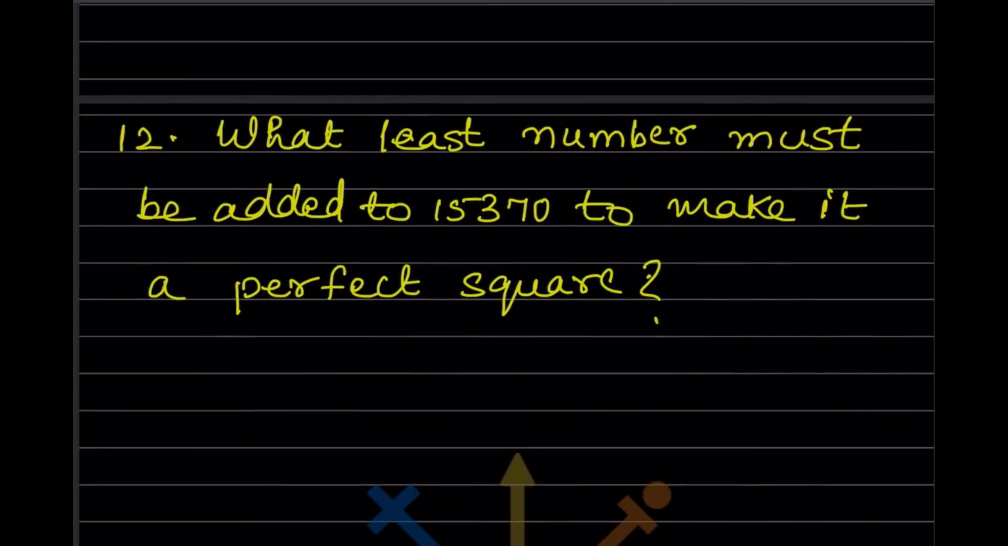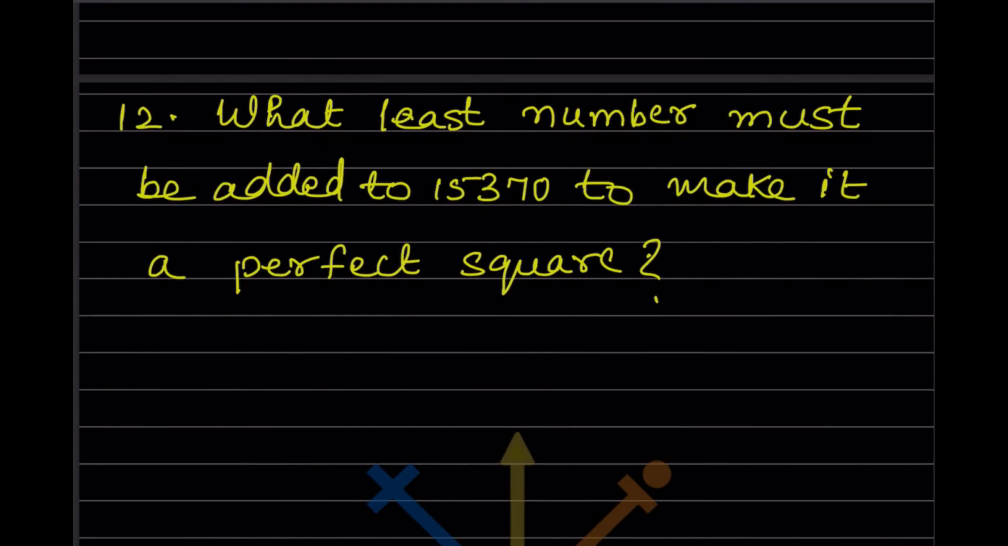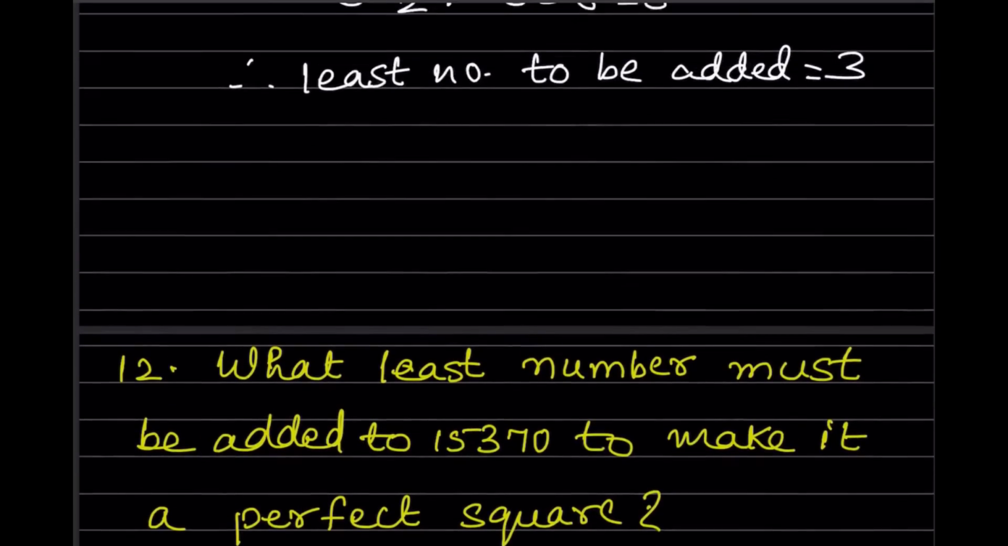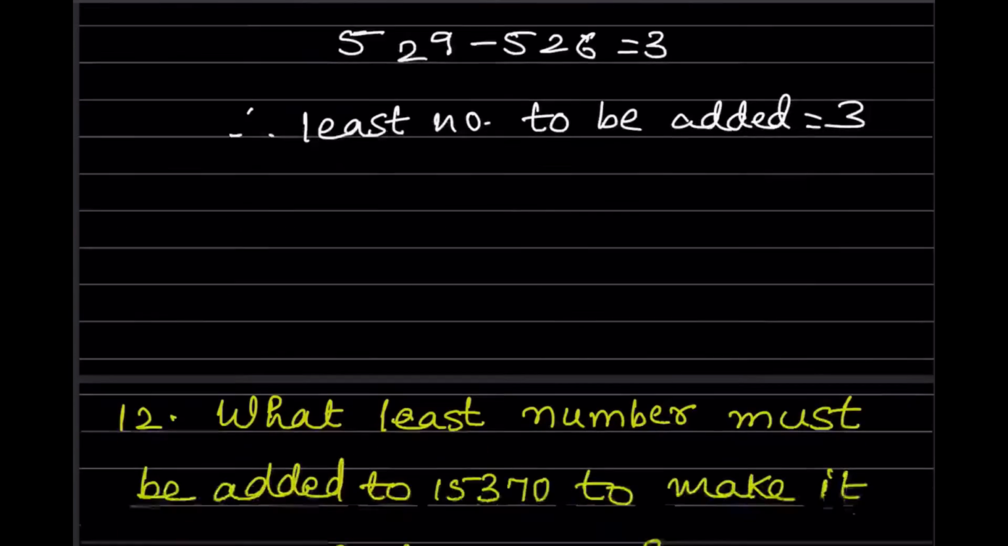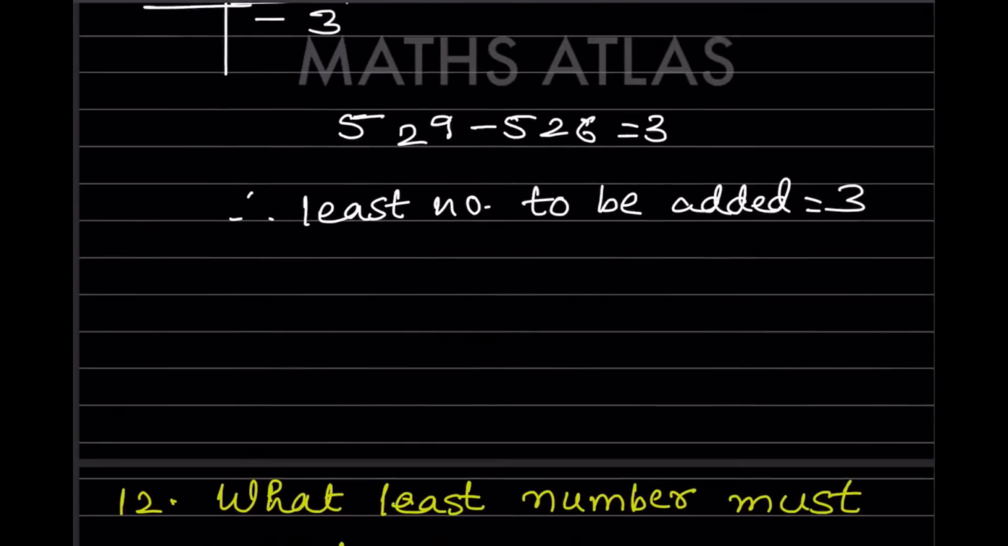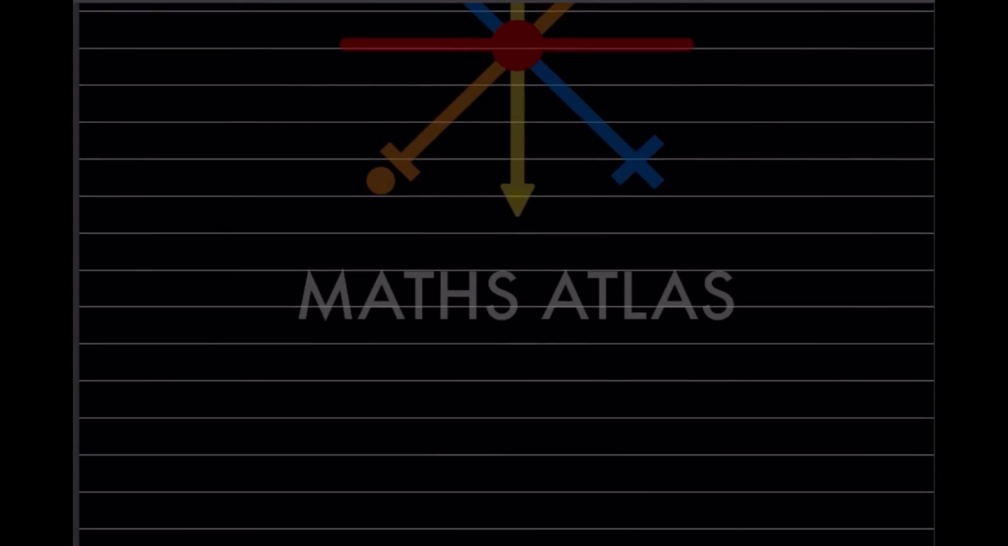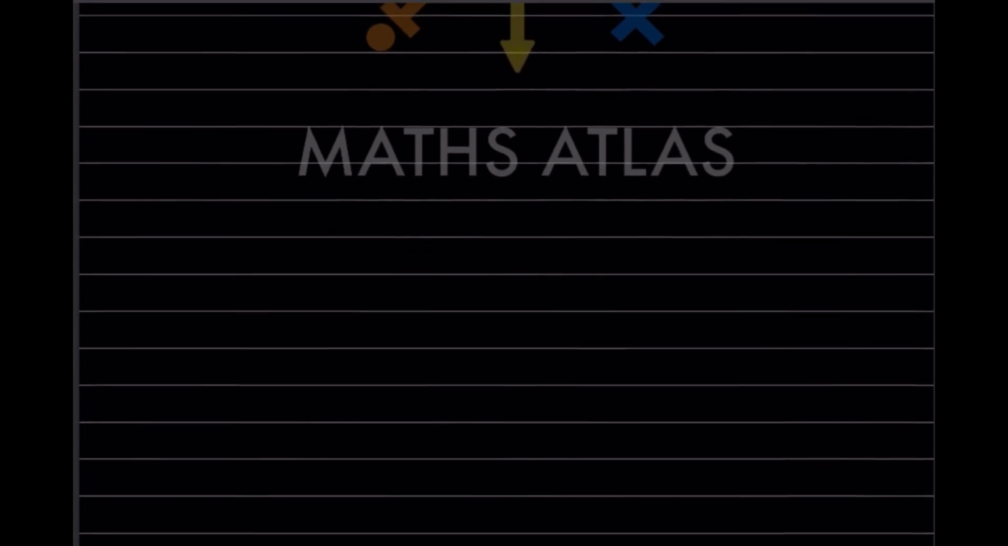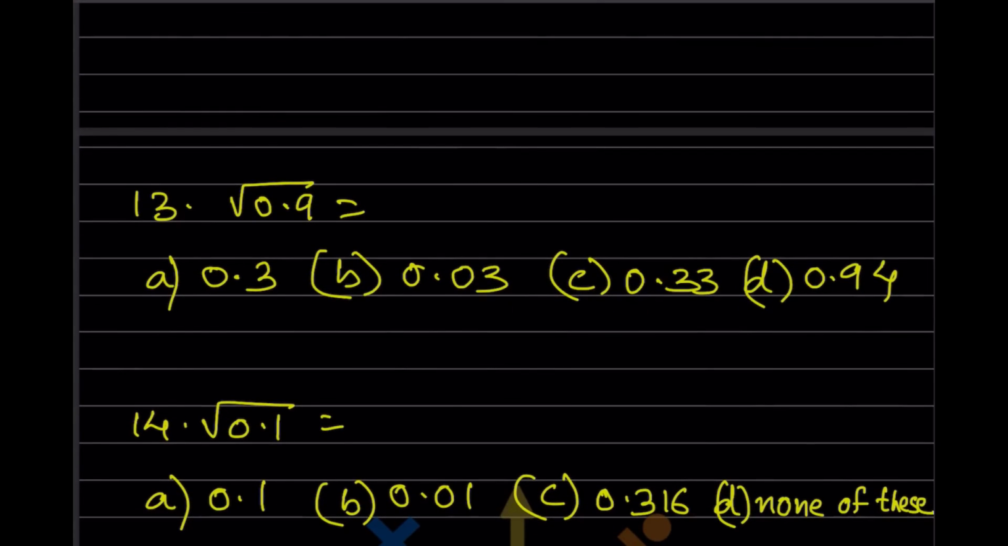So the next one, what least number must be added to 1537 to make it a perfect square? So this is also the same type. Only the number is different, and you can do it with the help of the long division, and you can try. So the next one now here is the 13th one.